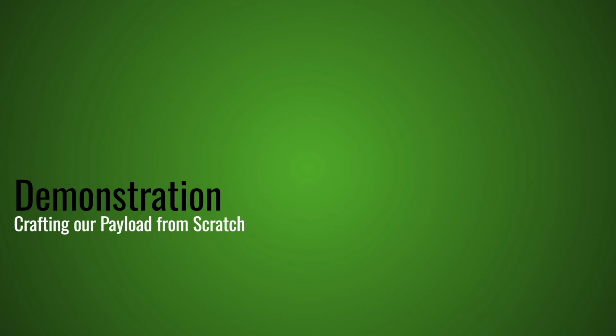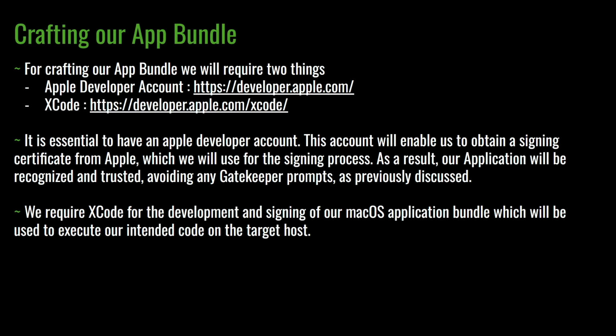Now we've reached the good part, which is the demonstration of crafting our payload from scratch. Before we begin, it's important you have these two things with you. First one being an Apple developer account, which costs around $99 a year. Second one being Xcode. It is essential to have an Apple developer account since this account will enable us to obtain a signing certificate from Apple, which we will use for the signing process. As a result, our application will be recognized and trusted, avoiding any Gatekeeper prompts as previously discussed. We require Xcode for the development and signing of our macOS application bundle, which will be used to execute our intended code on the target host.